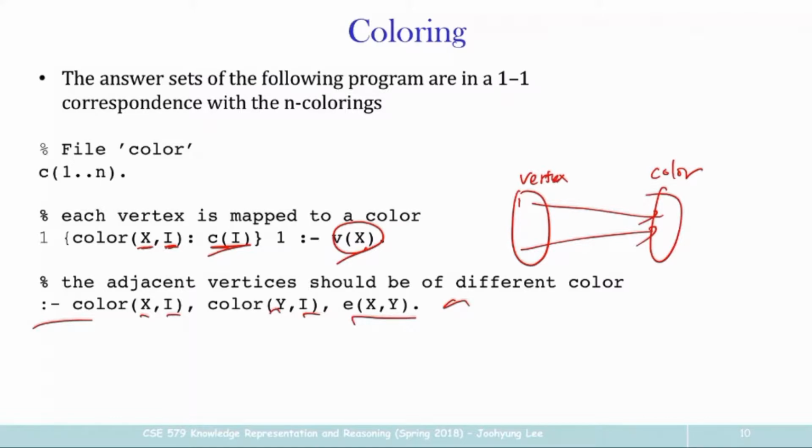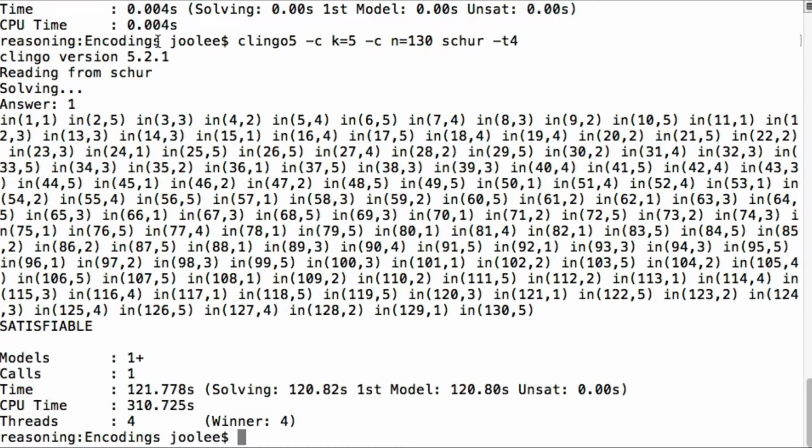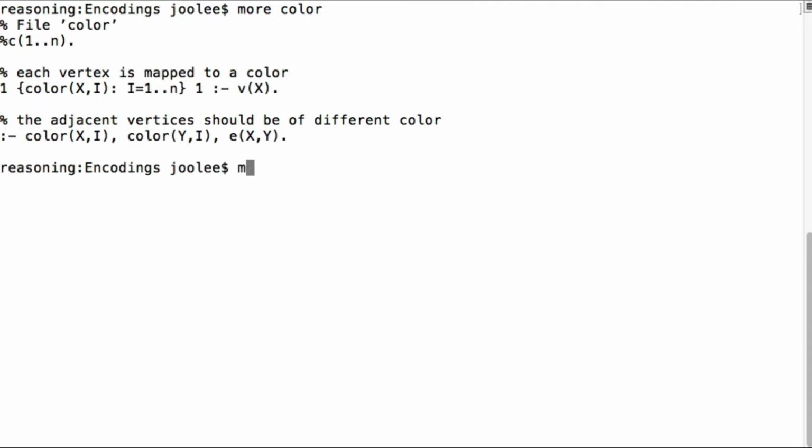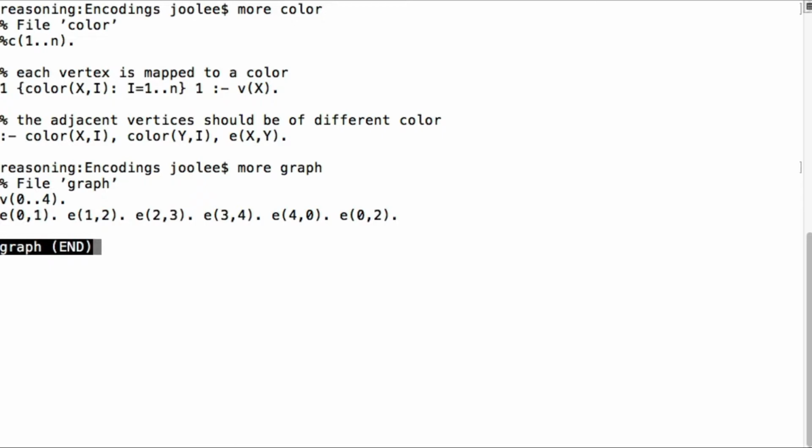Let's see if I can show the demo. By the way, here you see the threads. There was a 4th thread, and the winner was the last one. Okay, I think I have coloring here. So I have the graph. By the way, I modified it a bit. As you see, I don't actually even need to write colors 1 through n. I can put it inside this set. That's the same trick that you saw in the Schur number encoding. Either way is fine.